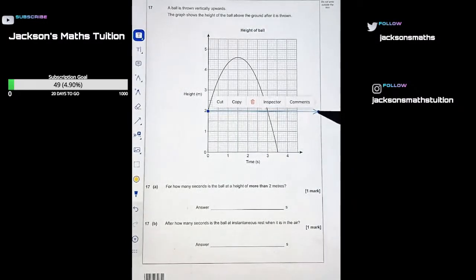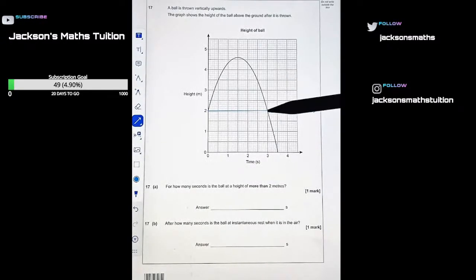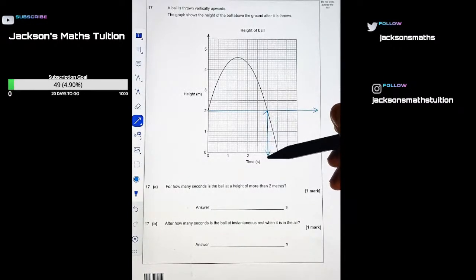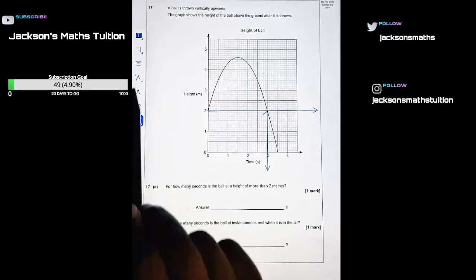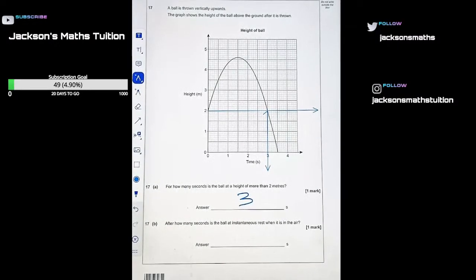Let me straighten it up. And then at that point, you're going to draw a line down to the x-axis here. So we can see that that's going to be what? 3 seconds. Okay, so this is 3 seconds. Just like that, 1 mark.